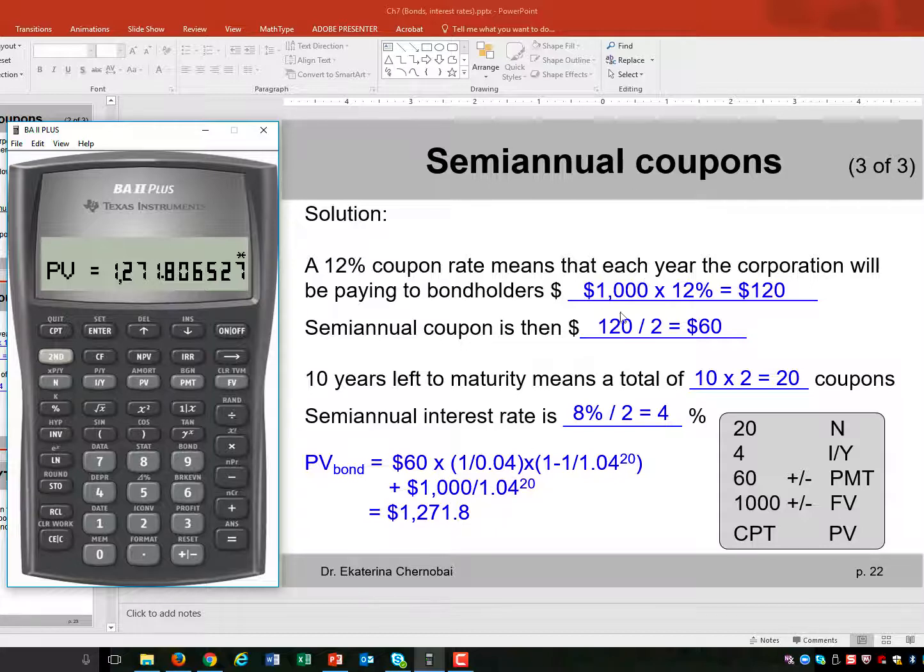So keep consistency. If you have semi-annual coupons, you need to adjust three things. The coupon is the annual coupon divided by 2. The number of coupons, number of years left to maturity, multiplied by 2. And the discount rate, it's the annual yield to maturity divided by 2. All three of these must be made in order to do the calculations correctly.